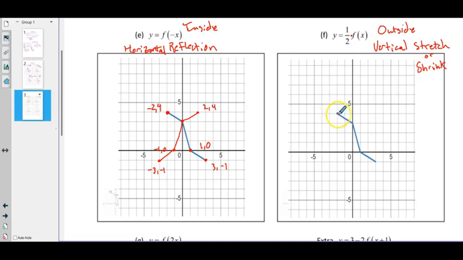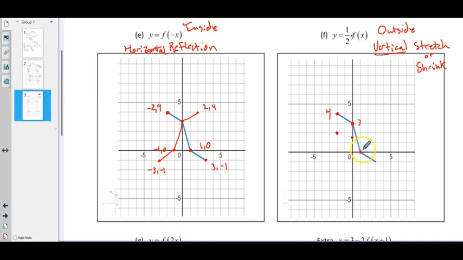So if we're considering, again, our point up here at -2, 4, the height is going to change. The vertical, the height, is going to change by 1/2. Well, it's at a height of 4, so 1/2 of 4 is 2. So the new output would be at -2, 2. The second point is at a height of 3. So 1/2 of 3 would be 1 1/2. So that'll be our next point.